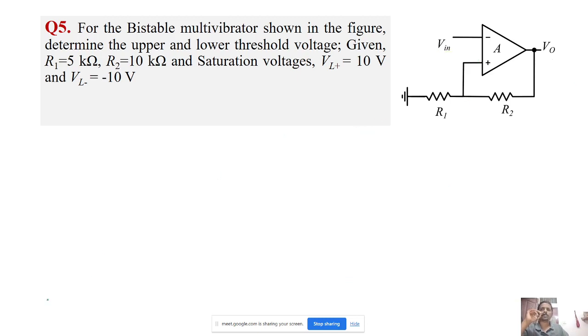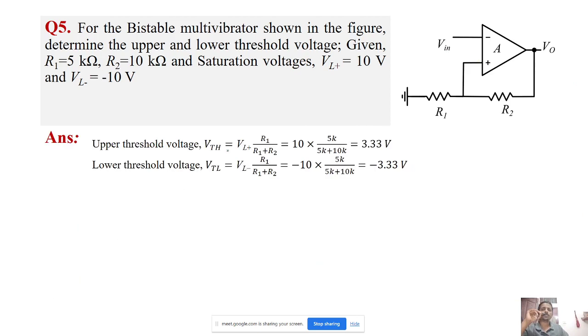So let me show you the solution. It's clear, we just need to find the threshold voltage. That is the voltage seen here when V0 is at VL plus, that is VL plus into R1 by R1 plus R2, so we will get 3.33 volt. The lower threshold voltage is when V0 is VL minus, so we substitute that here and we get minus 3.3 volt.